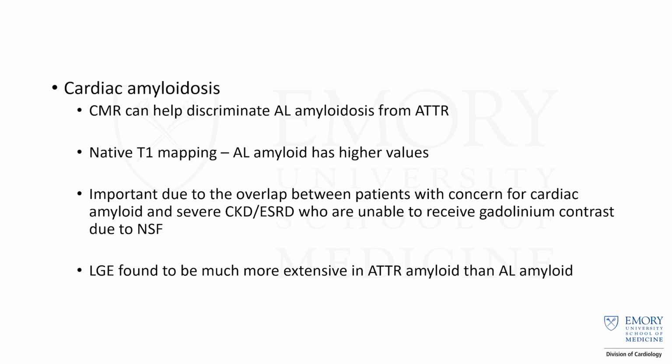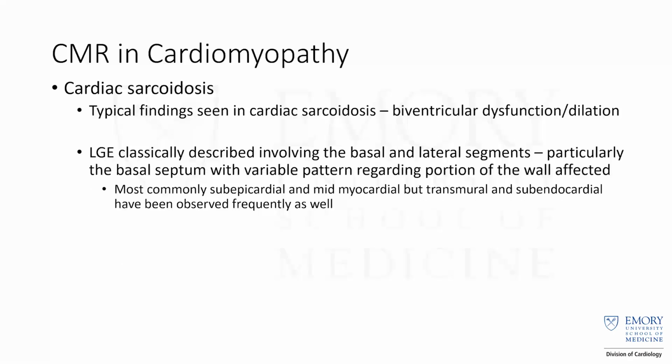You can use CMR. It's not definitive, but it can help a little bit to differentiate AL amyloid from TTR amyloid. With T1 mapping, AL amyloid will have much higher values, and it may be helpful to look at the T1 mapping specifically if you can't give the patient gadolinium. If you have an ESRD patient with amyloid, you often have kidney dysfunction as well. So if you want to avoid gadolinium contrast with MRI, you can use no contrast and just get the T1 mapping, and that can show you what the values are and help differentiate between AL amyloid and TTR amyloid. And then you see much more gadolinium enhancement in TTR amyloid than you do in AL amyloid overall.